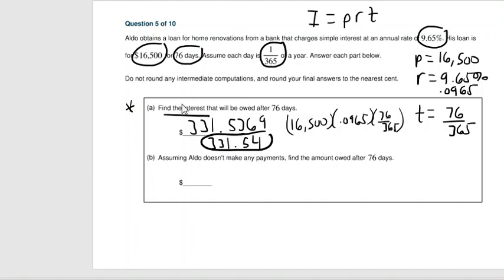Okay, next question. Assuming Aldo doesn't make any payments, find the amount owed after 76 days. So that's where we have to take the loan amount, the starting loan amount. We have to add the $331.54, and that will give us the amount owed after 76 days. So that will be $16,831.54.